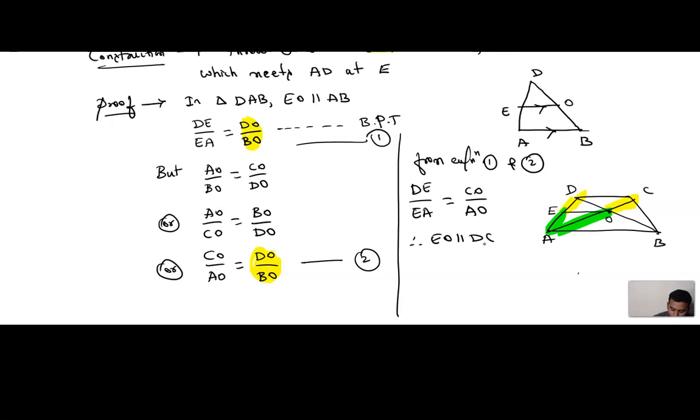Again, what can we write? EO is also parallel to AB. And AB is parallel to CD. It means that all the three lines are parallel.